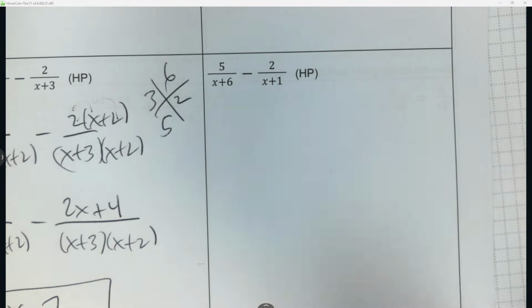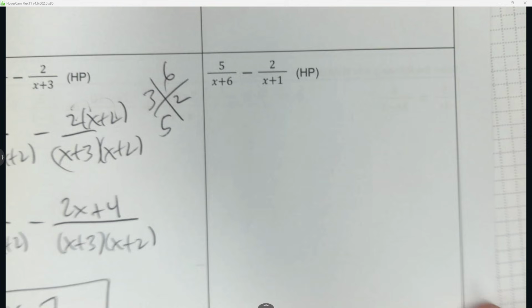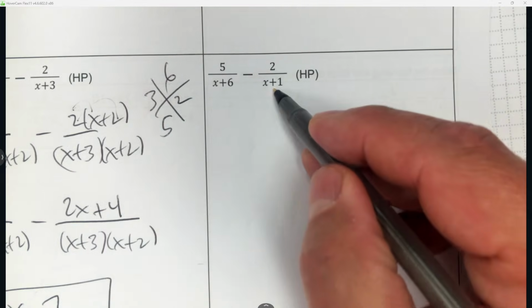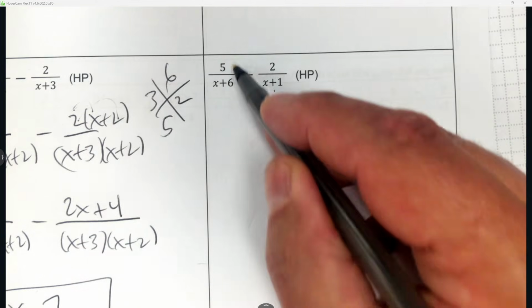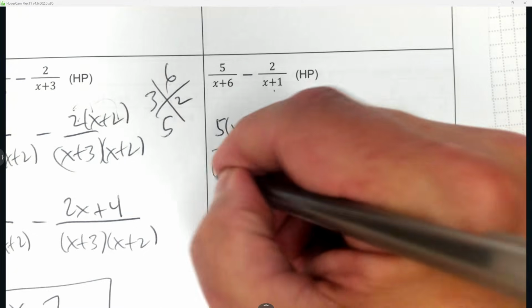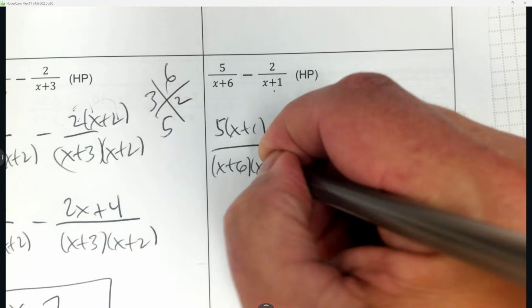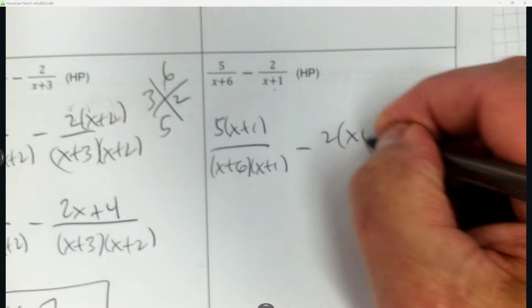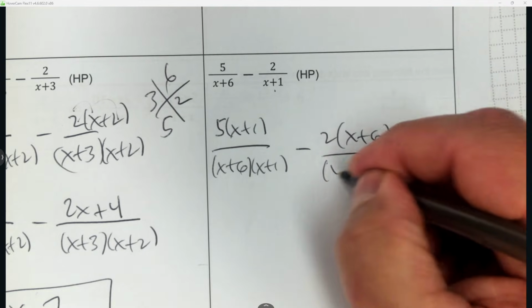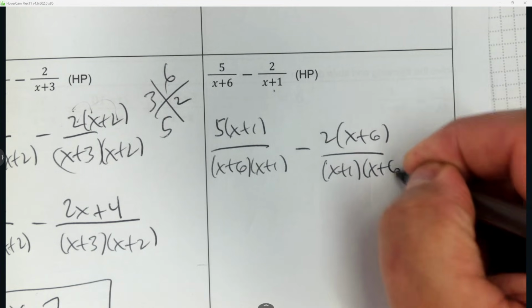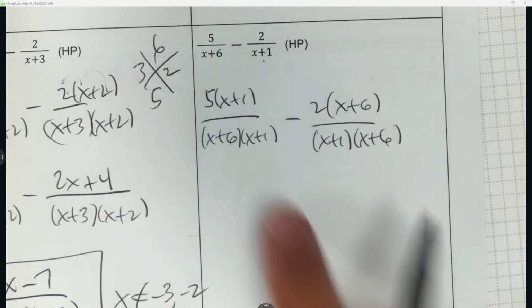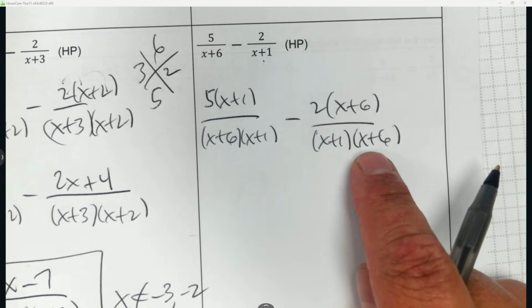All right, here there's nothing to factor. So in order to make the denominators the same, I have to take the other denominator and multiply top and bottom. So I'm going to multiply it by x plus 1, top and bottom. I'm going to multiply by x plus 6, top and bottom. So now the denominators are the same.